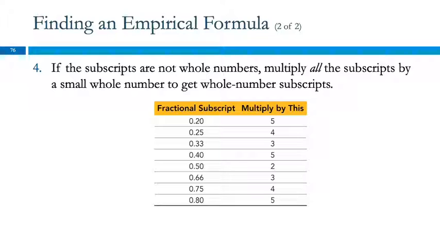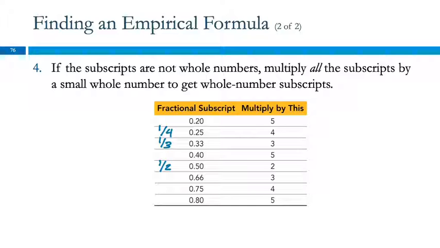This is what we do. If the subscripts are not whole numbers, then we're going to multiply all the subscripts by the same number to keep the ratio intact, but to get whole numbers. So fractions have decimal equivalents, right? 0.5 is the same as 1/2. 0.33 is a third. 0.25 is a fourth. If it ends in 0.25 or close to it and I multiply by 4, I'm going to get a whole number. So if that makes sense to you, you can just pick the correct number and be done with it.